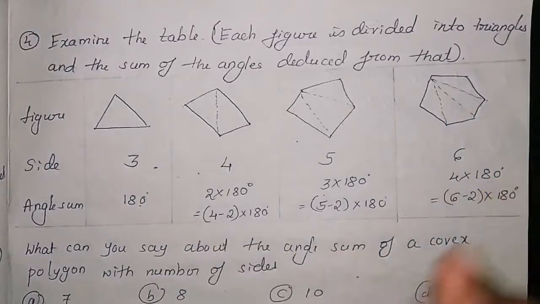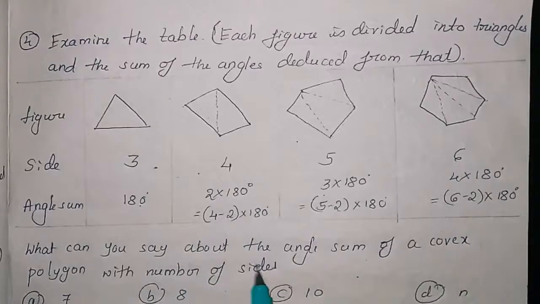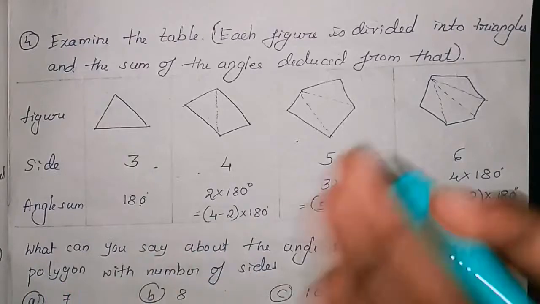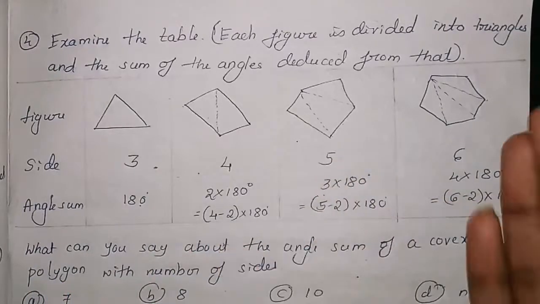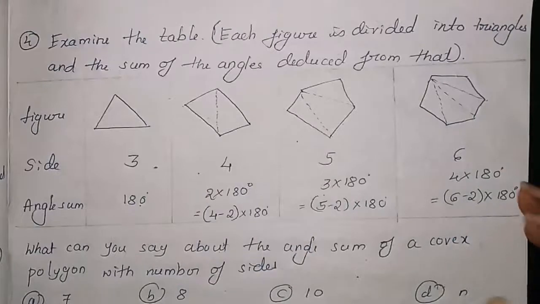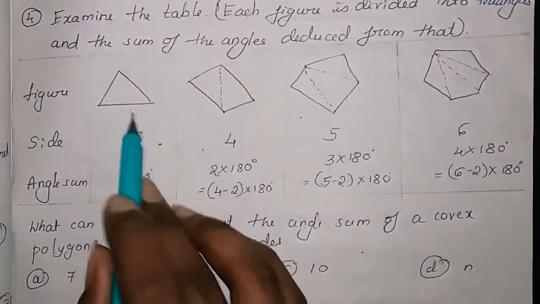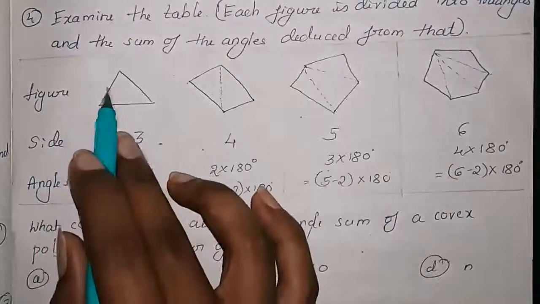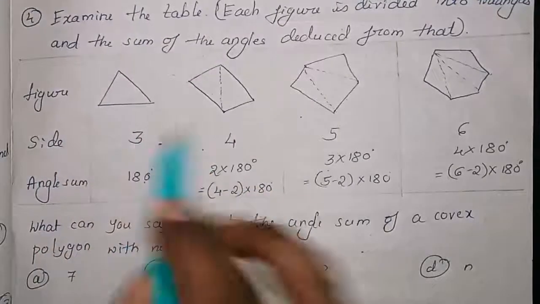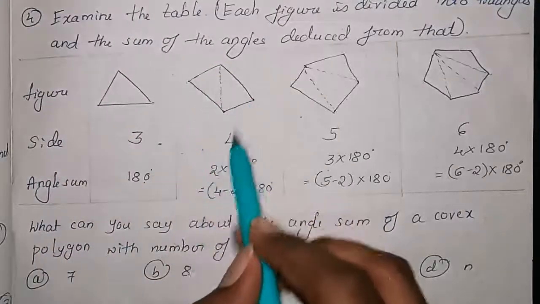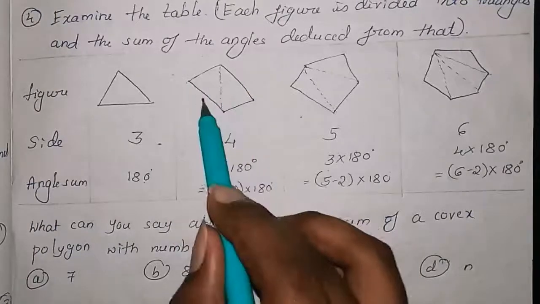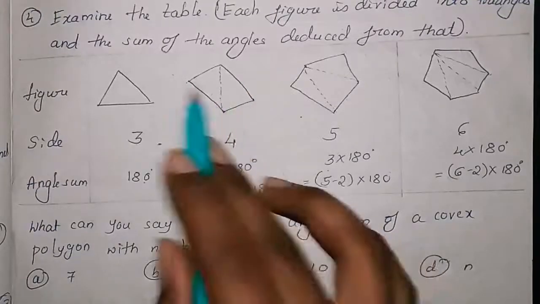So we have to examine how they have done that, and on the basis of that, what can you say about the angle sum of a convex polygon with the number of sides? A polygon is nothing but a figure where, as the number of sides increases, we call it a polygon. Observe here, in the first figure they have given the triangle. A triangle has 3 sides: 1, 2, 3. Here they have given 4 sides. That means it is a quadrilateral: 1, 2, 3, 4 sides.